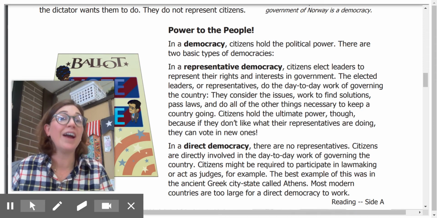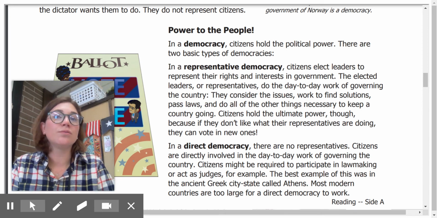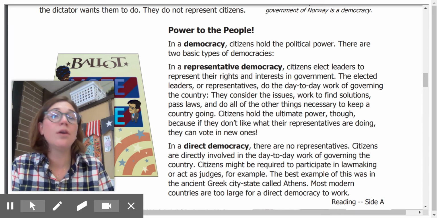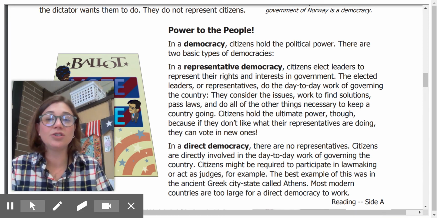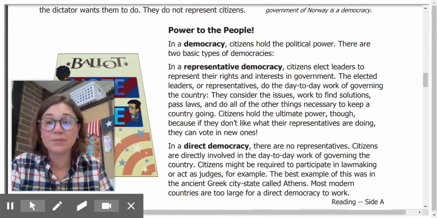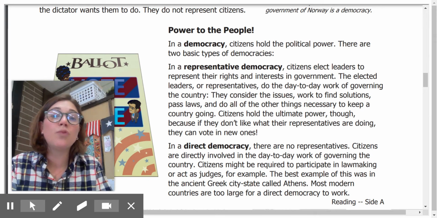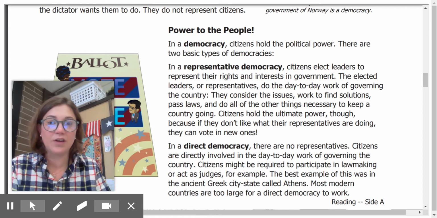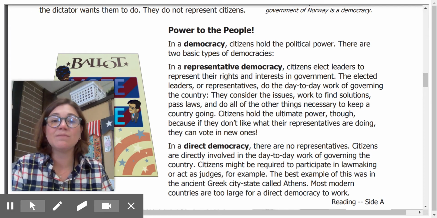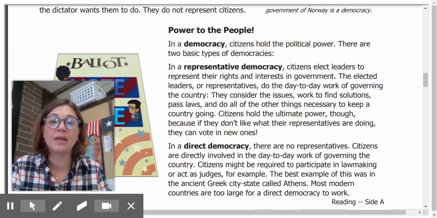The other type is a direct democracy. In a direct democracy, there are no representatives. Citizens are directly involved in the day-to-day of governing the country. Citizens must be required to participate in lawmaking.